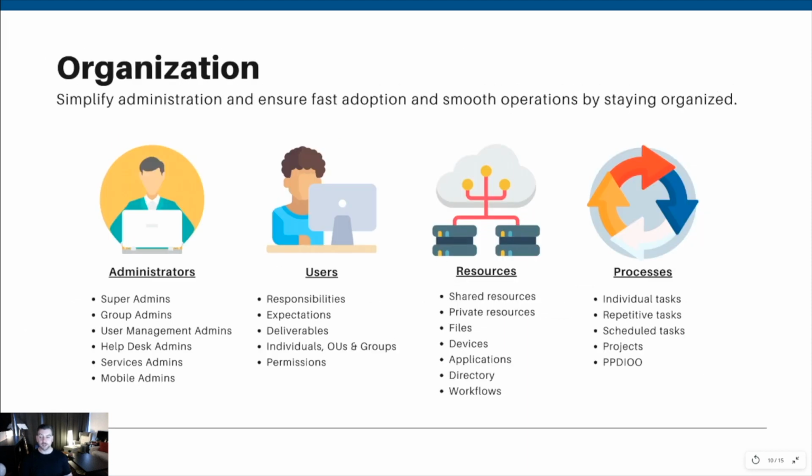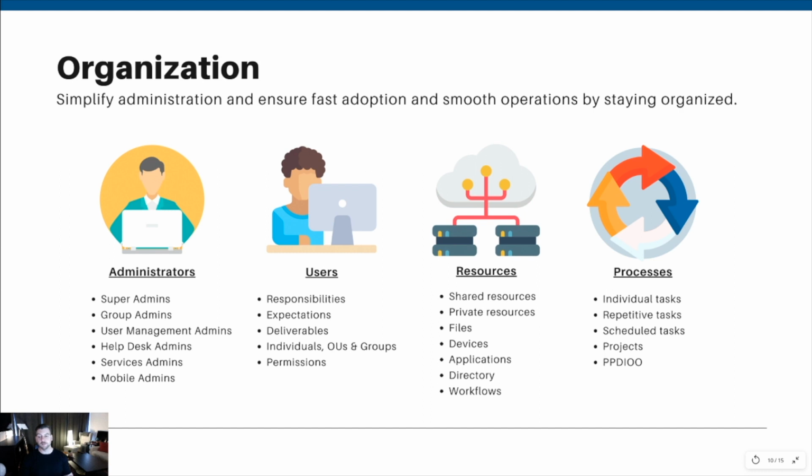So talking about organization, this is kind of my secret sauce here. You want to make sure, again, that you're simplifying administration because you're going to be able to reduce costs, you're going to be able to automate things, you're going to be able to grow your organization faster. There are a number of benefits to this. And I start off with the administrators. So you want to make sure that anybody in your organization that is going to be administrating things knows what their role is, they know the responsibilities, the expectations, the deliverables for that role, and they understand what they're going to be doing as an administrator.